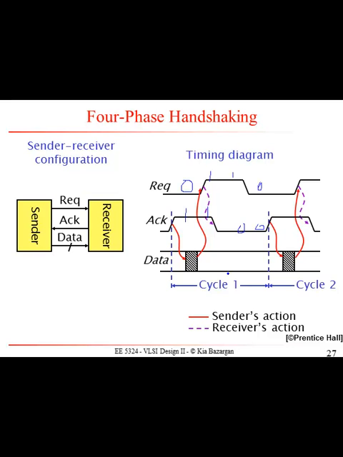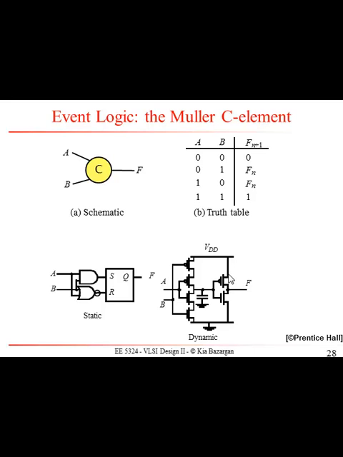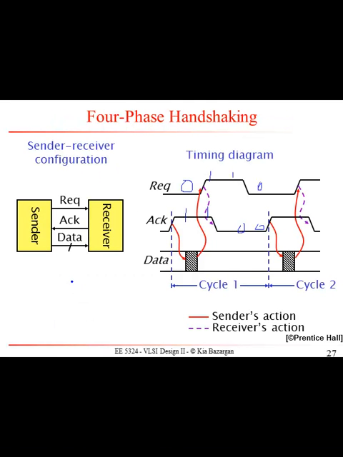And here the cause and effect are shown by these red arrows and the dashed purple arrows. Essentially what happens, sorry, let me go back. Sorry, I had a glitch. So here what happens is that you get an acknowledge from the receiver, and that acknowledge is going to tell the sender that it can send the data.